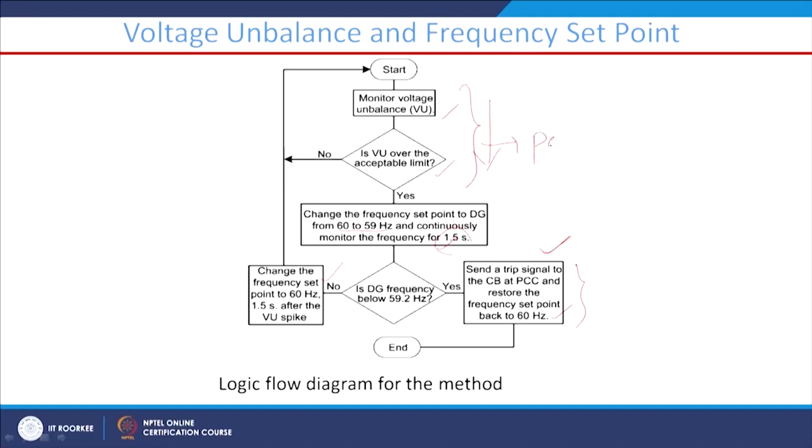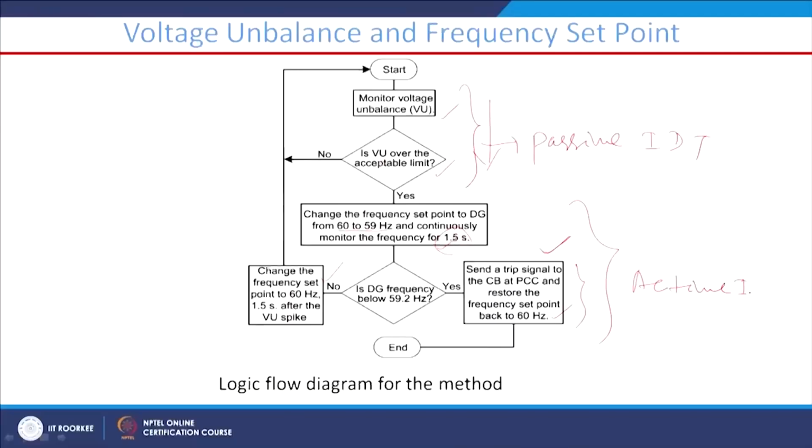So, these are the steps maintained in this particular technique, to demonstrate what this hybrid technique is. In the hybrid technique, this part is our passive islanding detection technique, and this part, where we vary the frequency set point of the DG system, is our active islanding detection technique. Together they form the hybrid based IDT.